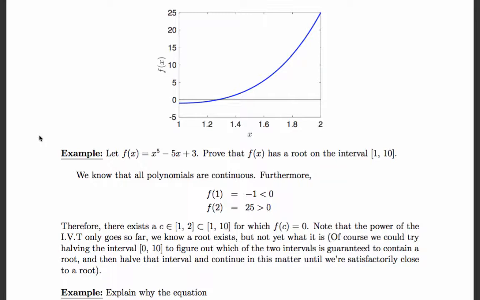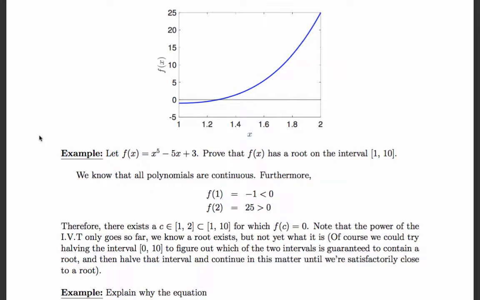However, the idea behind the intermediate value theorem actually suggests a very powerful algorithmic tool for approximating roots. We know there's a root between 1 and 2, so we could just take the interval from 1 to 2, halve it, and figure out which of those two halves is guaranteed to contain a root. Find the half that's guaranteed to contain a root and then halve that interval again.